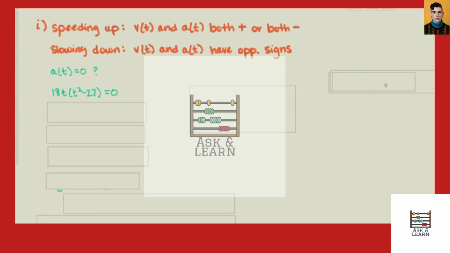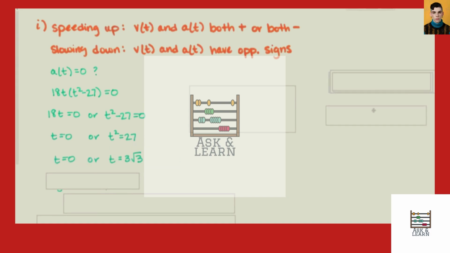So we take our acceleration and set it equal to 0, and you'll notice here that I just have the numerator, because if a fraction is equal to 0, it's just the numerator that's going to equal 0. And so then we can set each factor equal to 0, and we can solve each of those, and we end up with t equals 0 or t equals 3 square root 3. And we're not including the negative time, of course, because we're only talking about time starting at 0 and going forward.